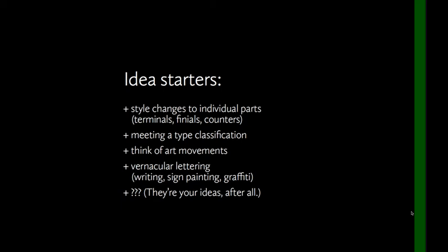Another strategy is to look to our type classification categories and maybe say, I'm going to make letters that are like one of these classifications. I'm going to make modern style letters, or I'm going to make display and decorative, or I'm going to make old style. You may also think of art movements. You may think of futurism or cubism or pop art. You may take some inspiration there.